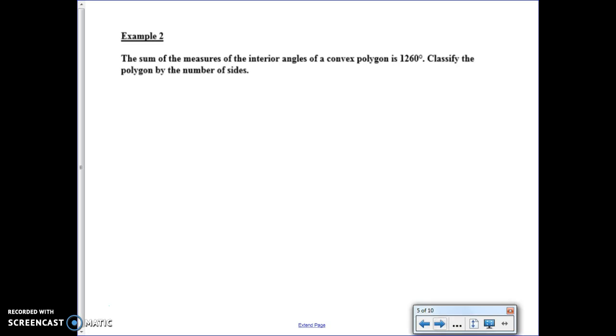Okay, the sum of the measures of the interior angles of a convex polygon is 1,260 degrees. Classify the polygon by the number of sides. Well, we only know one formula so far, and that's n minus 2 times 180. It's saying find n, find how many sides we have, if we know the answer to this is 1,260.